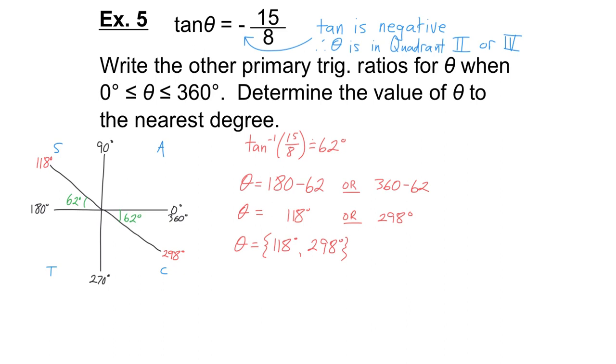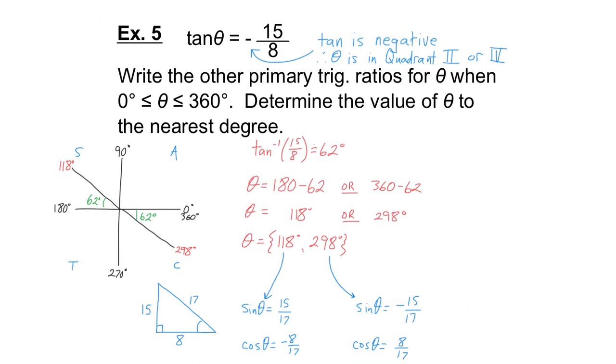Now let's go back and do the first part, write the other primary trig ratios for theta. I used this tangent ratio that was given as opposite over adjacent, and I used Pythagorean theorem to find the hypotenuse. So I didn't show my work for that, but this is what I got using Pythagorean theorem. Now I can use that to figure out sine and cosine. In the first case, when my angle is 118 degrees, that's over here, the sine is positive, the cosine is going to be negative. So positive sine, negative cosine.